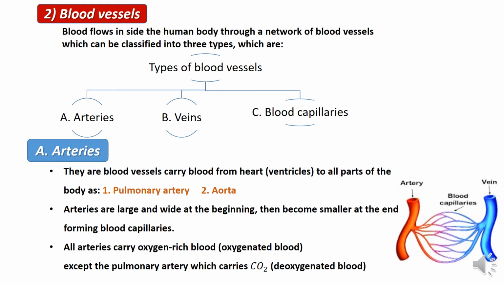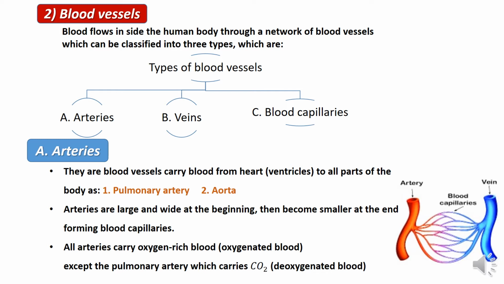Blood vessels. Blood flows inside the human body through a network of blood vessels which can be classified into 3 types, which are arteries, veins, and blood capillaries. Arteries. They are blood vessels that carry blood from the heart, ventricles, to all parts of the body, such as the pulmonary artery and aorta.